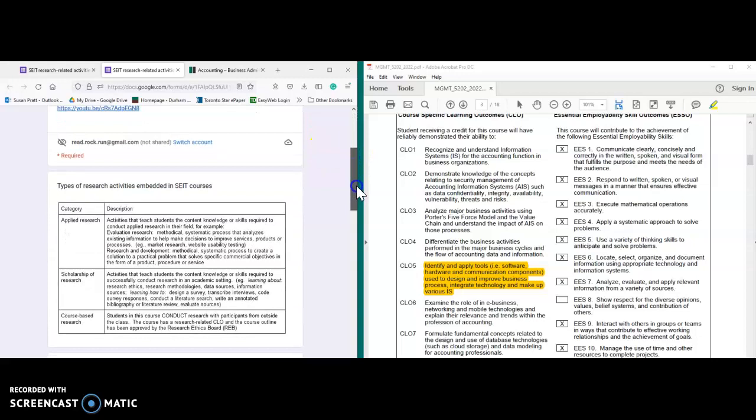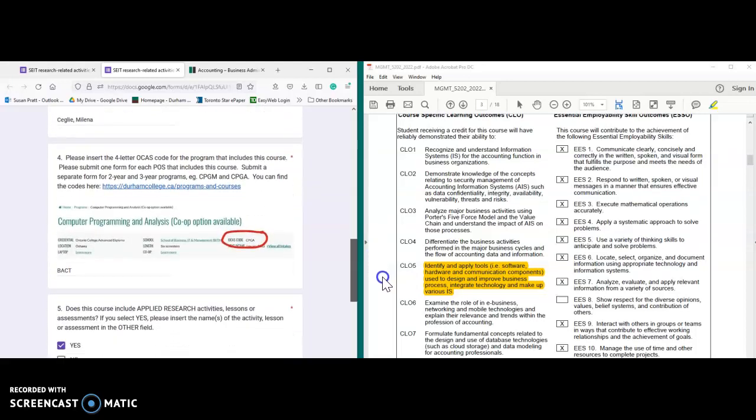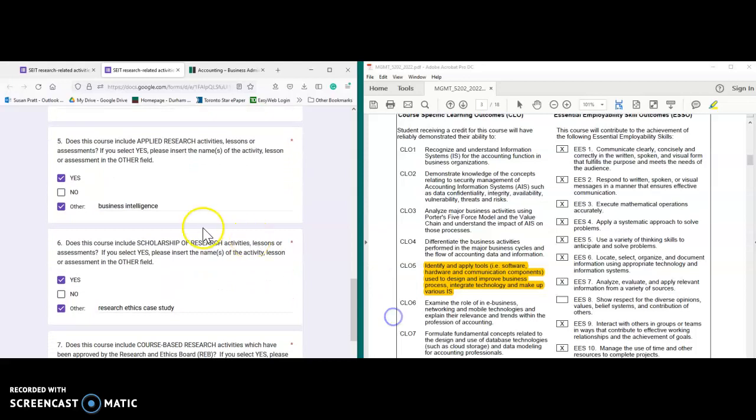When the course outline reviewer answers question 5 on the form, we'd like them to please provide a brief 5 or 6 word description of the activity, lesson, assessment, or content or skill they teach that supports this learning outcome. For example, they might type business intelligence activity.